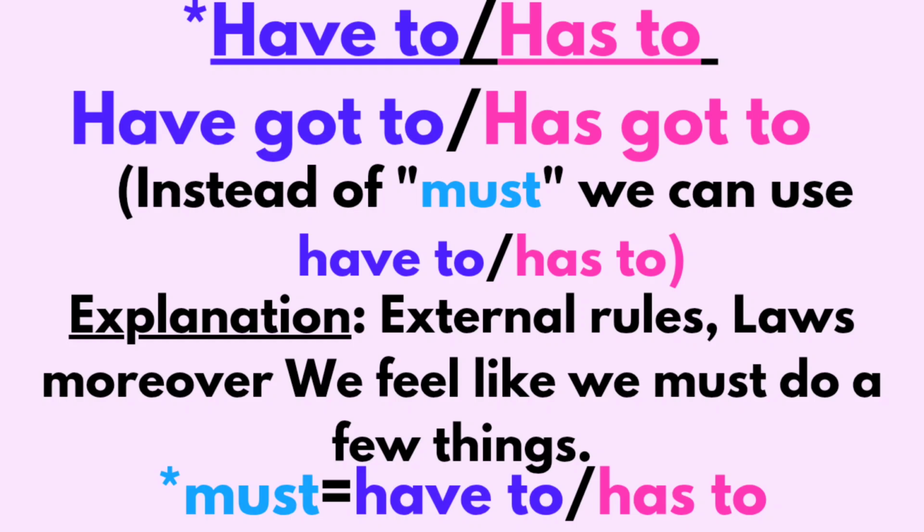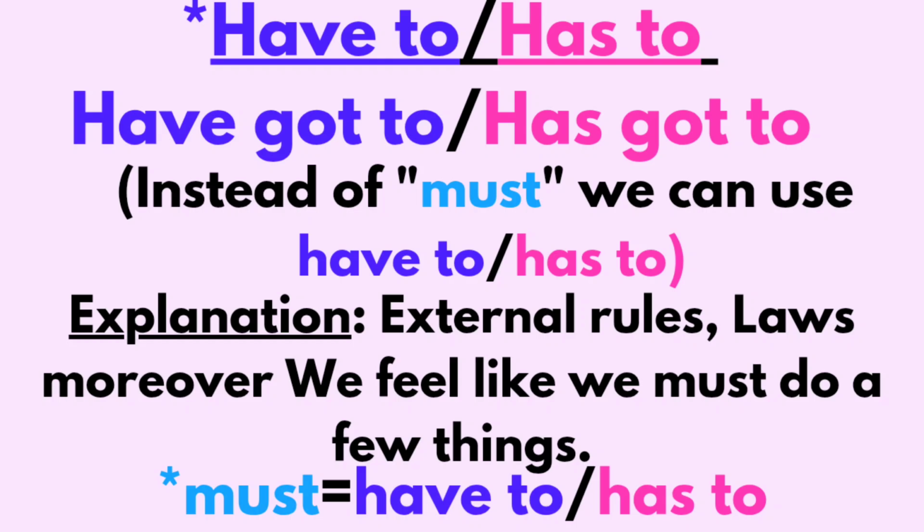In the previous video we discussed the modal verb must, and I gave you examples and explanation. I think everything was clear. So we always have alternative sentences. Instead of using must, we can also use have to, has to, have got to, has got to.